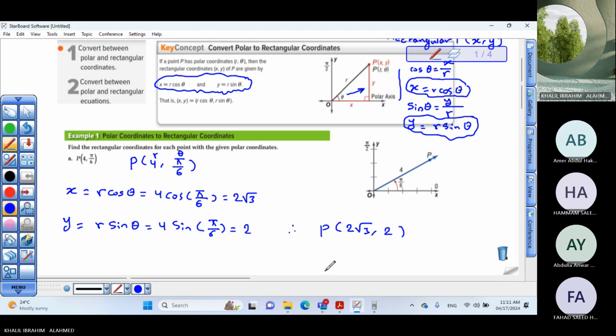That's it. Did you understand this? Yes. It's easy, you just use the formulas x equals r cosine theta and y equals r sine theta. Just a direct application. There is no trick in this equation. This equation is easy for each student to solve. Okay, let's move to the next question.